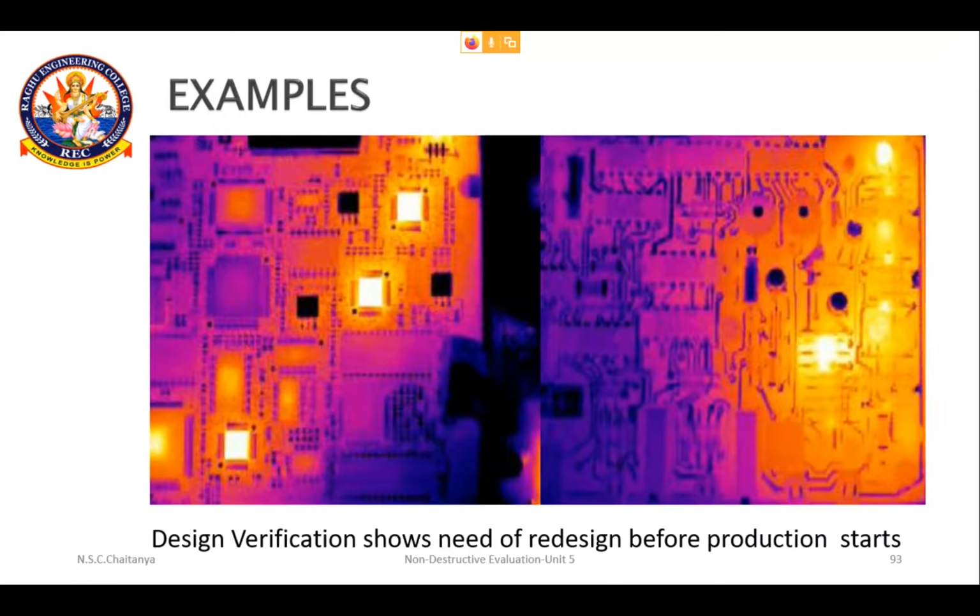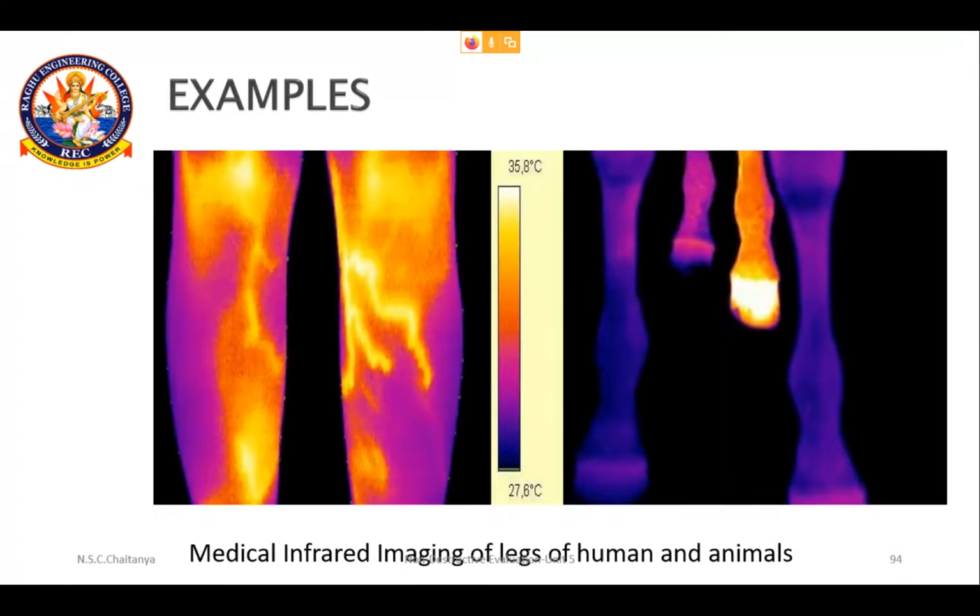Next slide, slide number 94. Not only for your industrial use, these can be used for medical purposes as well. Towards the left you can see the legs of a human being, and towards the right it's a horse. In your legs, how the thermal concentration is there can be easily found out. And for your horse, towards the right, you can see that one of the legs is having some sort of defect. For that reason, it has heated up quite more in comparison to the other three legs.